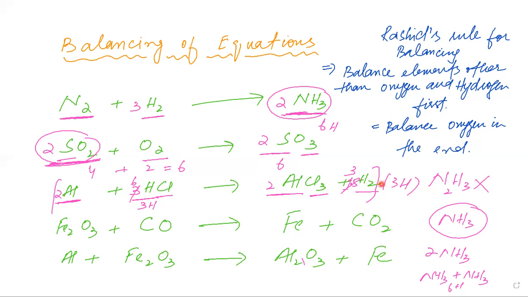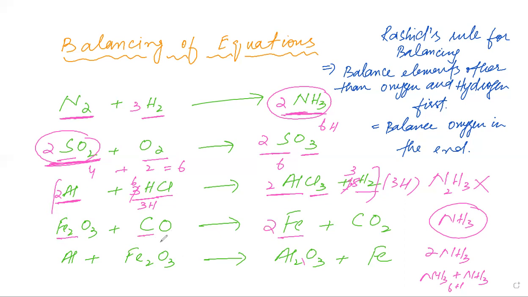There are 6 hydrogen atoms at the product side and 6 hydrogen atoms at the reactant side. So this equation is also balanced. Come to this equation, Fe2O3: iron 2, iron 1, by writing 2 before iron it has become balanced.